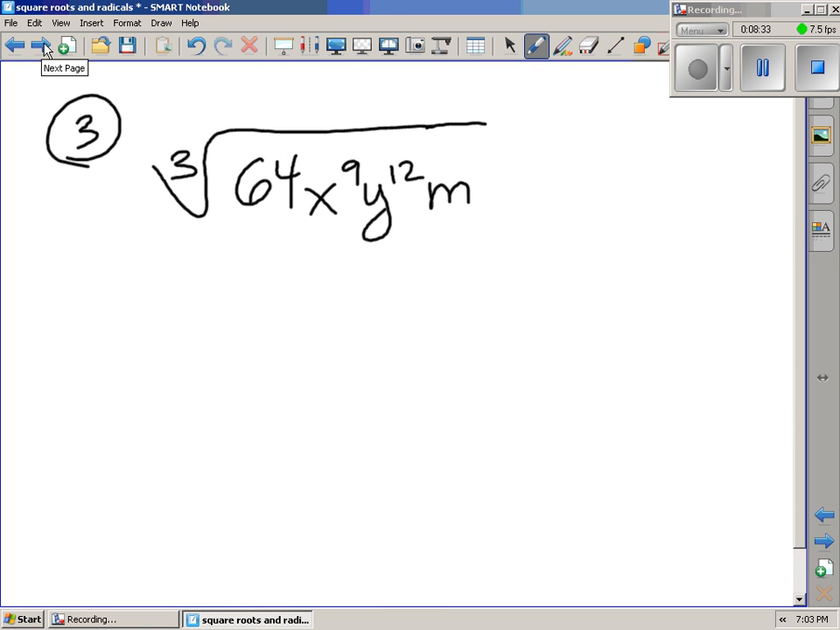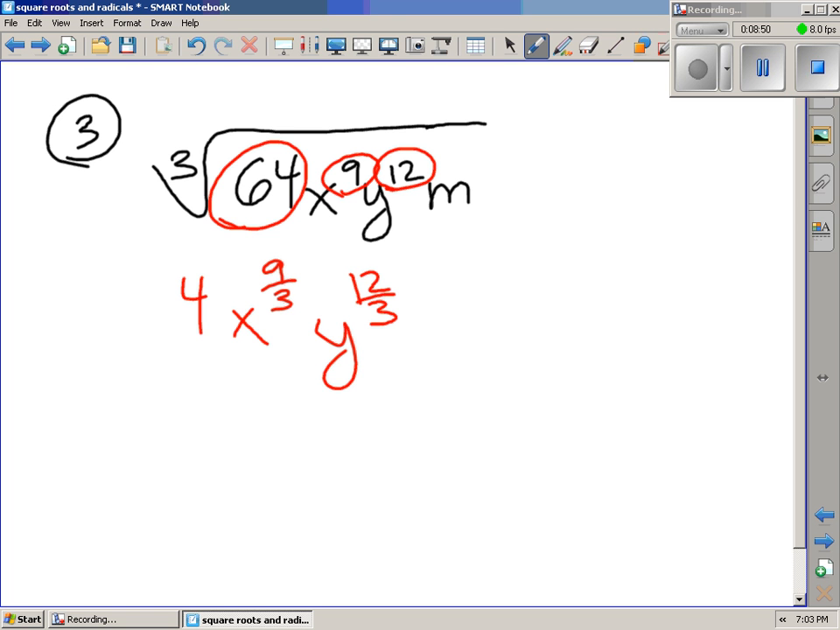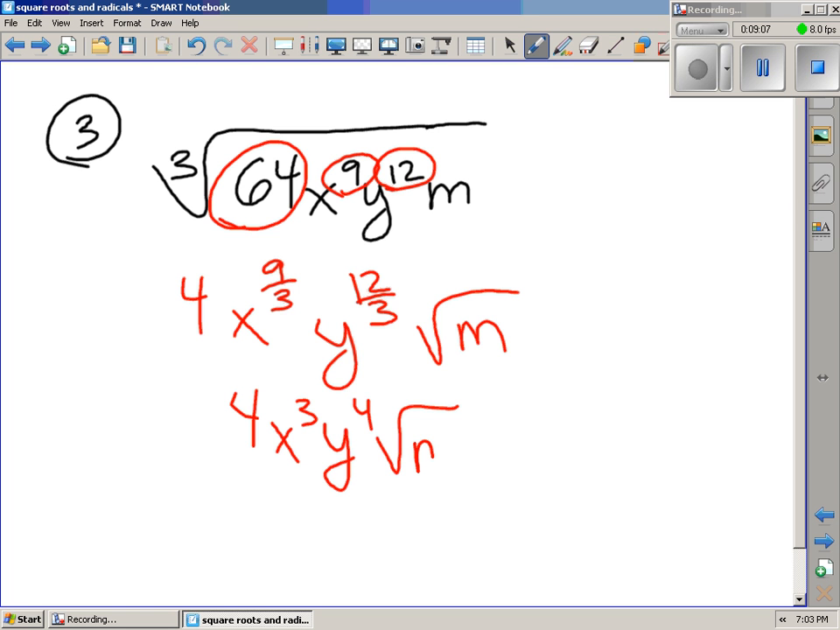Let's move on to the next challenge problem. So we have the cubed root of 64x to the 9th, y to the 12th m. Well, I know that the cubed root of 64 is 4. I'm going to pull that out right away. Then I'm going to write x to the power of 9 divided by 3, y to the power of 12 divided by 3, because I know that 12 and 9 are both multiples of 3. So then the m, I'm not going to write it as 1 over 3. That's a waste of time. I'm just going to leave it as the cube root of m. So my final result is 4x to the 3rd, y to the 4th multiplied by the cube root of m.